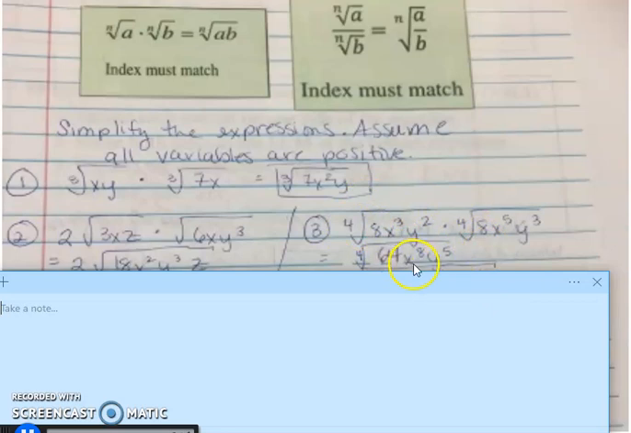Now, the 4th root of 64, we know what that is. We'll know what the 4th root of x to the 8th is. This y to the 5th isn't a perfect 4th power, but it does have one inside of it, which is y to the 4th.